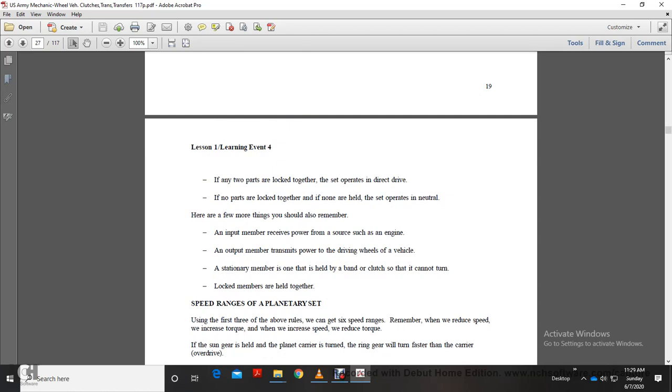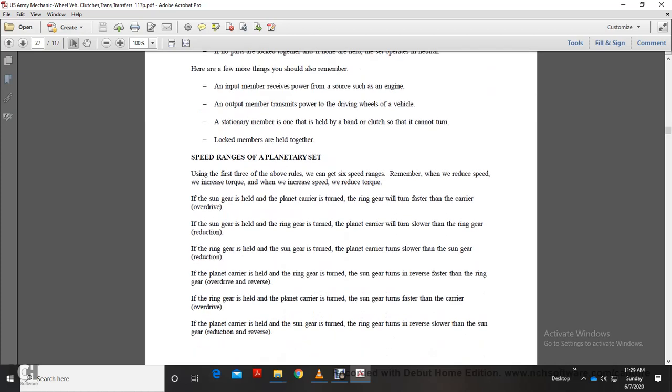Here are a few more things you should also remember. Input receives the power from a source such as an engine. Output member transmits power to the driving wheels of the vehicle. Stationary member is one that is held by a band or clutch and cannot turn. Locked members are held together. Speed ranges of planetary sets.